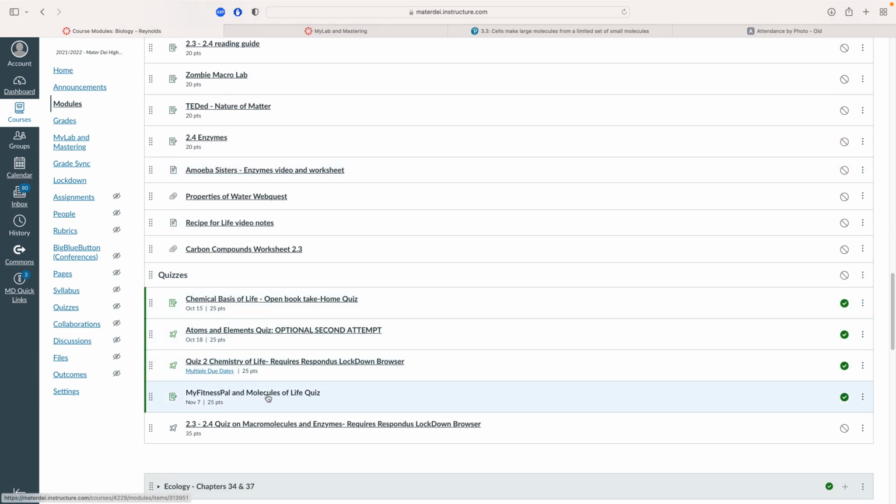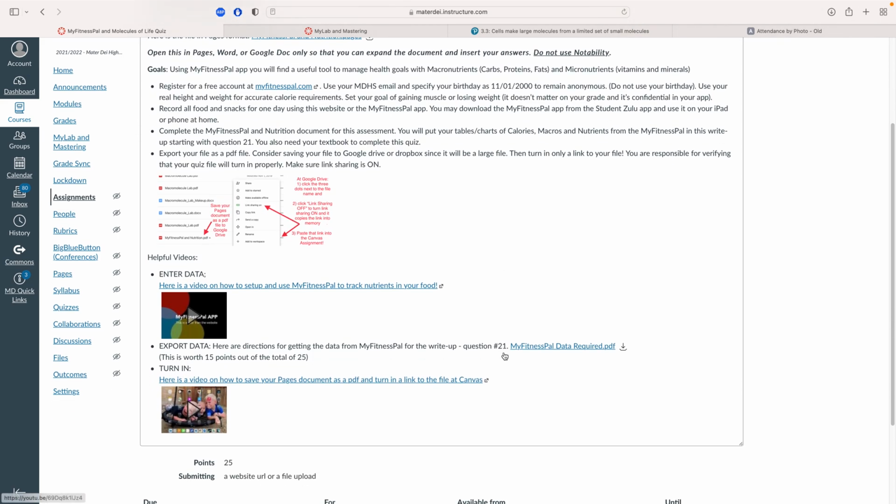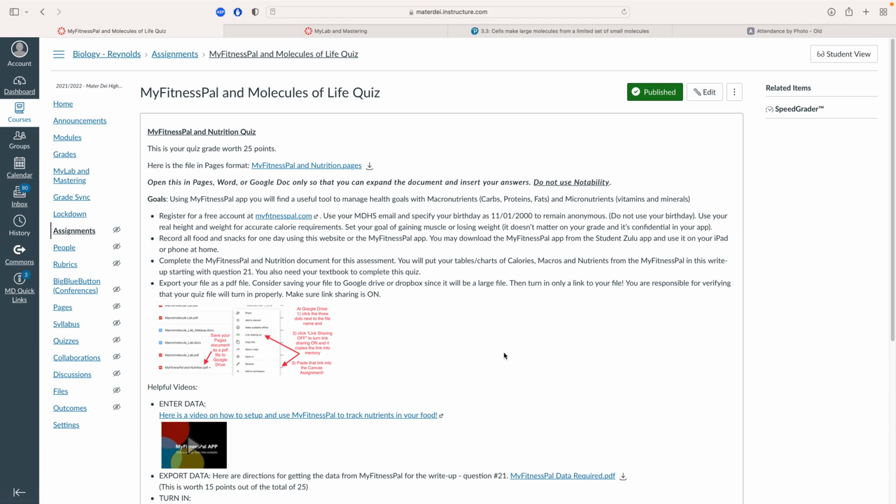So you'll find it under a test because this is going to be our test for Chapter 3. It's MyFitnessPal and Molecules of Life. This is pretty detailed. So I've got videos down here. 3, how do you enter data into this website or the app? We're going to go over this, but if you wanted to get a jump start, you can take a look at it. How do you get the data out of the program? There's a video for that. How do I turn it in? There's a video for that. There's also pictures on how you do a bunch of things. So it's going to be a ride like, oh my gosh, it's a lot to take in. That's why we're going to do this for 2 class periods.